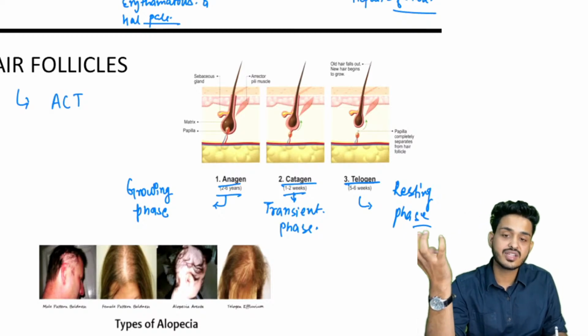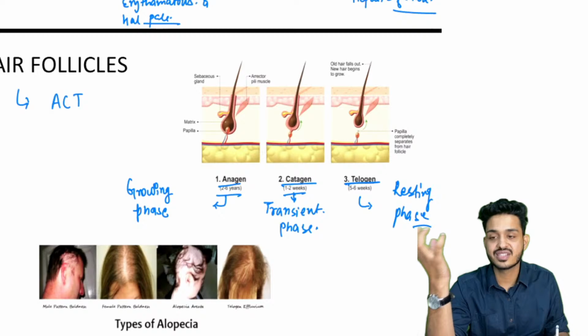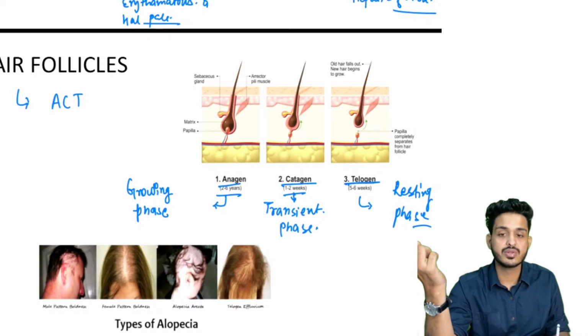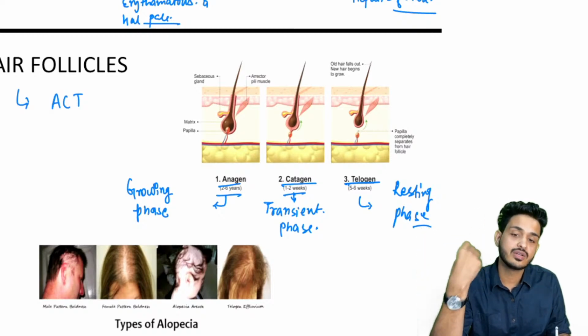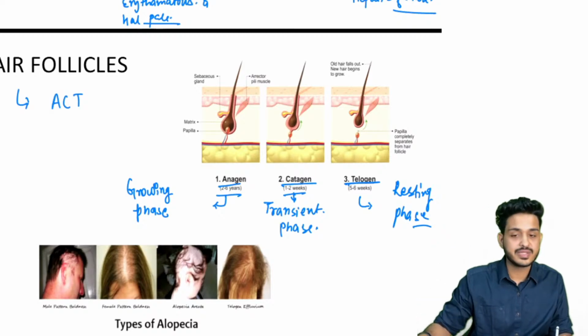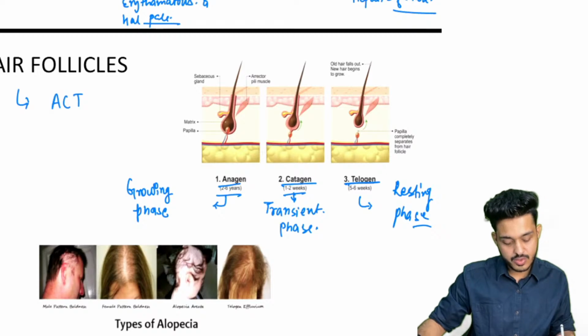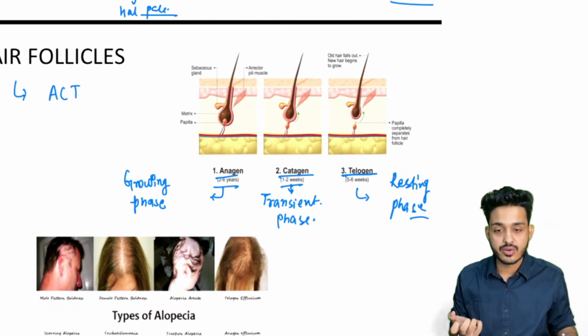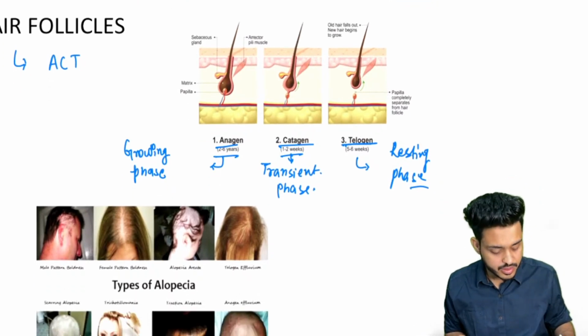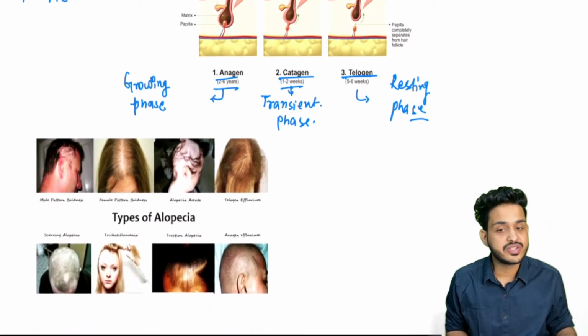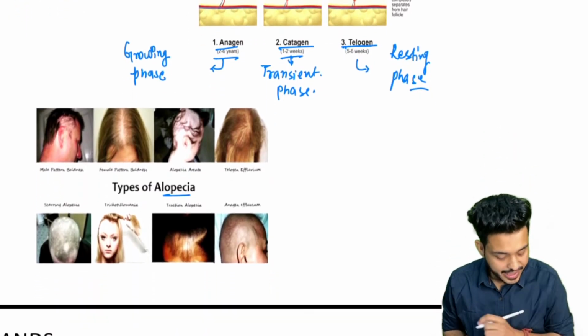What do we call the study of hairs? And what do we call the loss of hairs? Answer me, guys. So the study of hairs is known as trichology, and the loss of hair is known as alopecia.